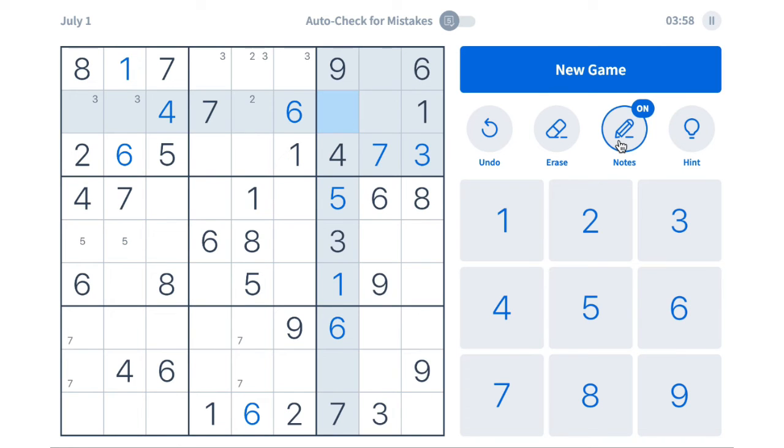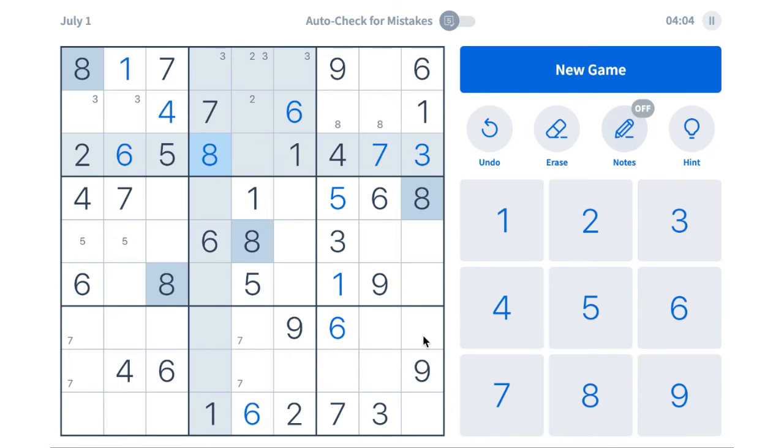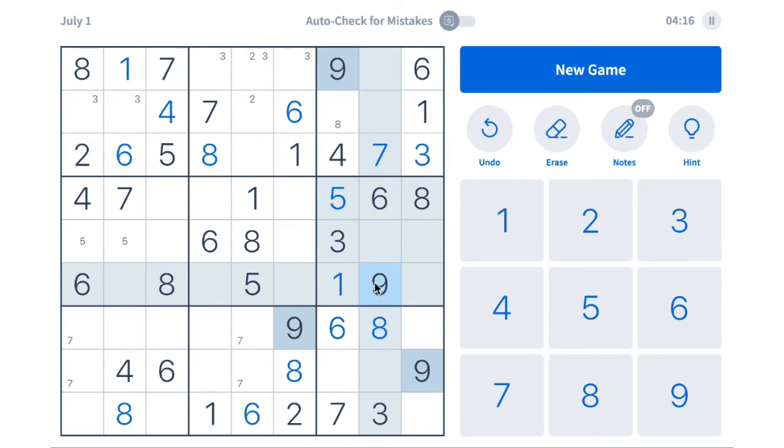Must be one of these two cells for the same technique. Using the same technique, so this must then be an 8. And this must be an 8. Then this must be an 8. And this must be an 8. Alright, 9.